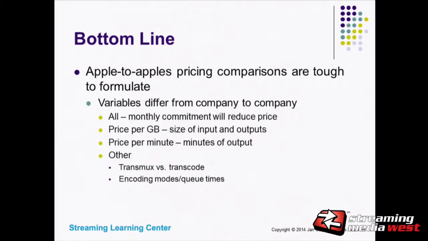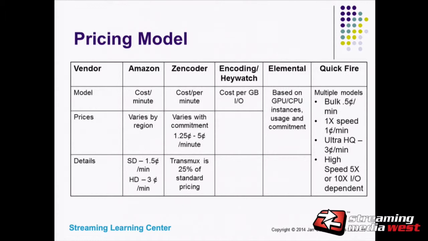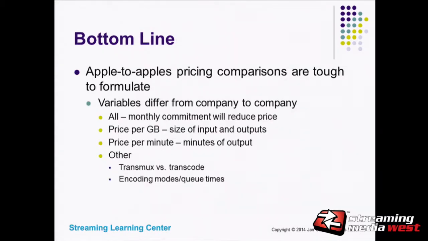And when I looked at this information back in June, I tried to put together a pricing model, and it was impossible because there were so many variables. It's relatively simple with the cost per minute people or the cost per gigabyte people, but Elemental was so, how many instances were you going to reserve? How much were you going to commit per year? It impacted the price so much that I couldn't come up with a model that I could universally apply. So pricing is going to be very, very different among all these contenders. Particularly with Quickfire at the low end and Amazon at the low end.